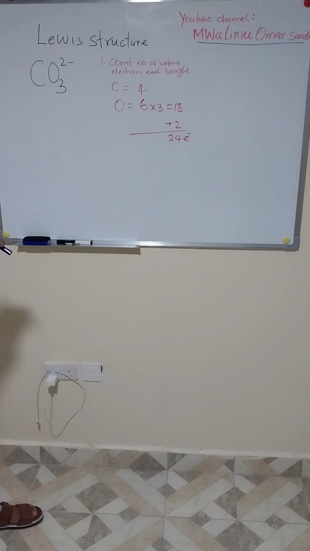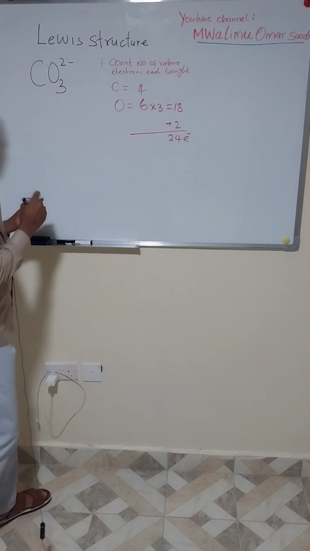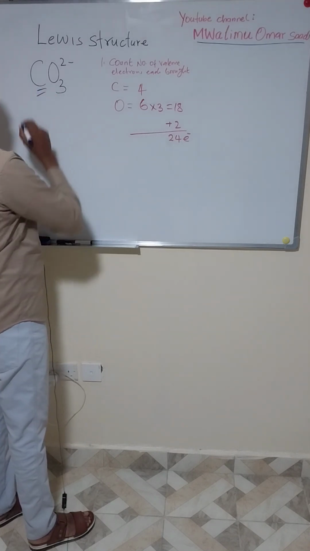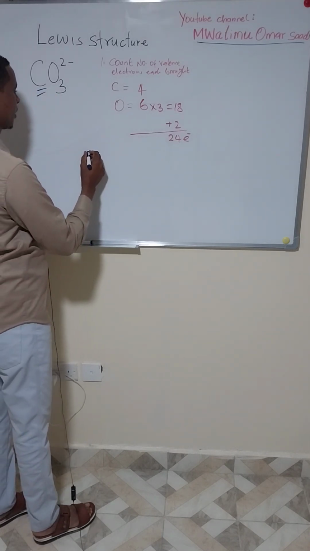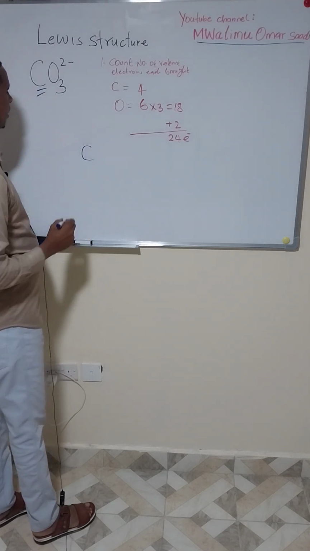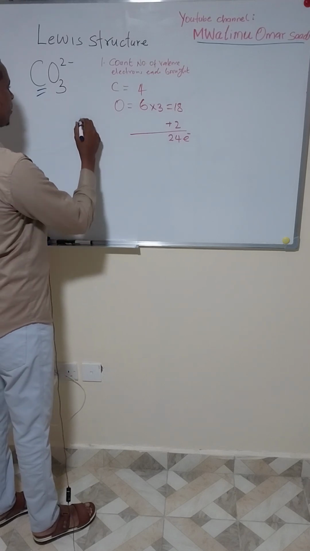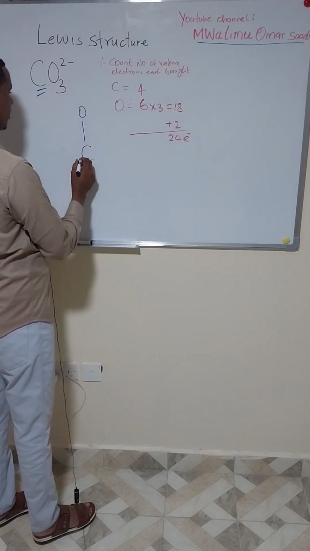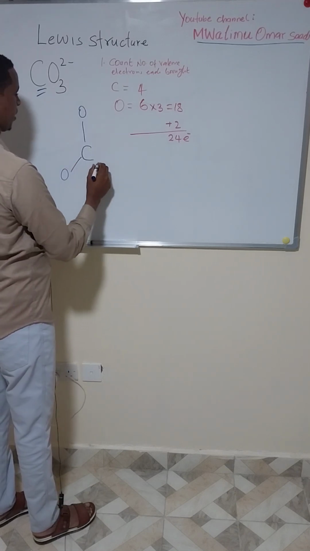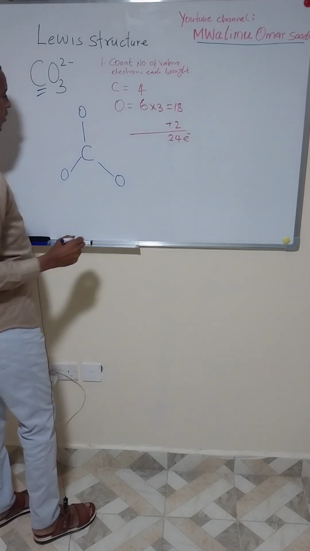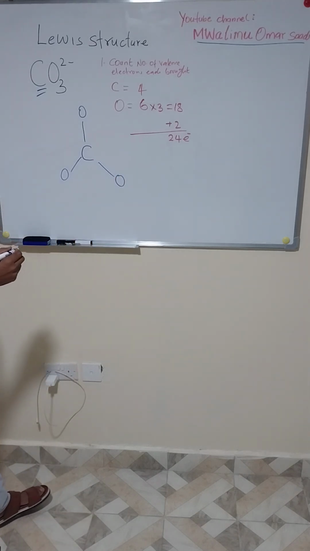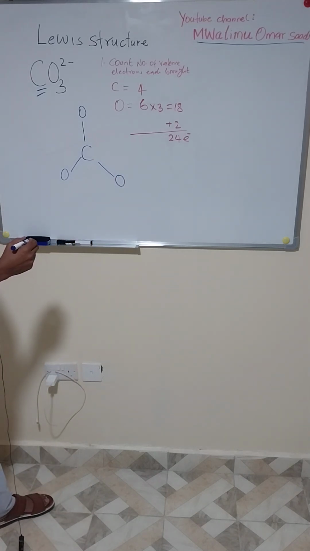Next, you place the atom with the least electronegativity, which in our case is carbon. So you write carbon at the center, then bonded by oxygen. Those are 3 oxygen atoms bonded with a carbon atom.